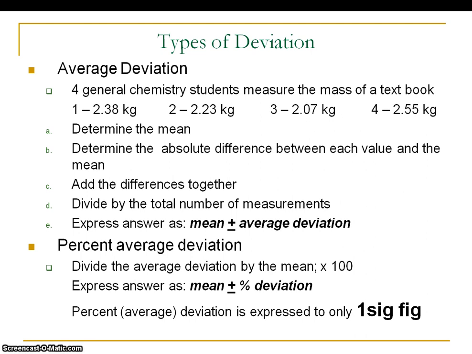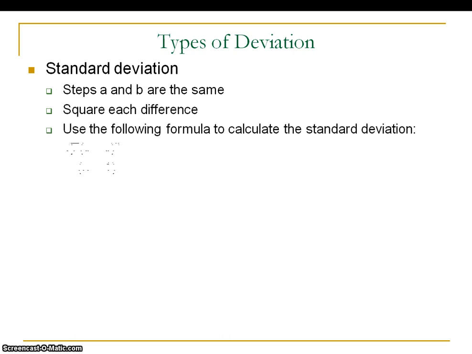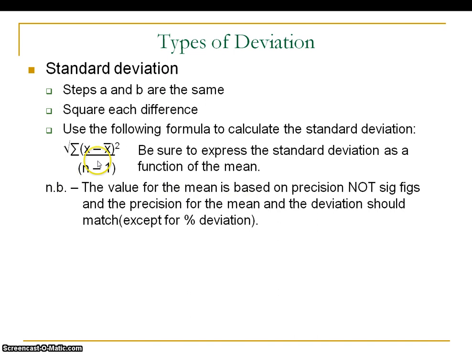Okay? Now we have one last type of deviation. Let's move on. Standard deviation is the one you guys have probably heard about. Standard deviation has the same steps as before. Let me show you. We're going to go through and find the mean. Then we're going to subtract each value from the mean to find their absolute deviation. We take each one of those and square them. Then we sum them all together.